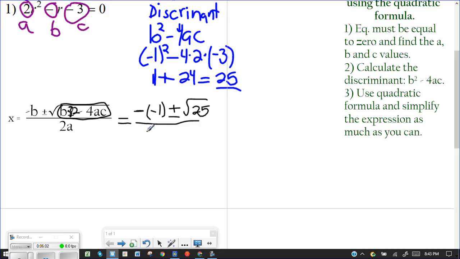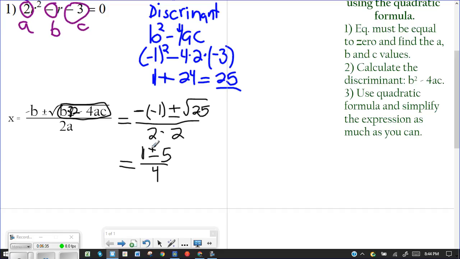2 times a. What is the a value? The a value is 2, so 2 times 2. Now to simplify that, the 2 negatives will give me a positive 1, so that's just a 1, plus or minus the square root of 25. The square root of 25 is 5, and 2 times 2 will give you 4. Now, I cannot simplify any further because of the plus or minus 5.